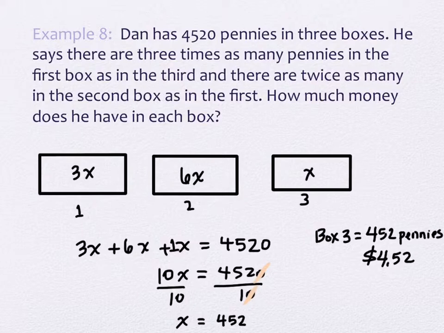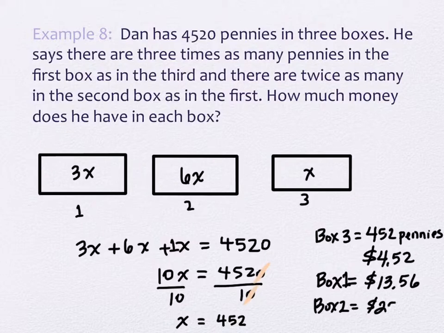What would I do next? Check to see how many was in box 1 and box 2. Right, we could go back to box 1 and box 3. So we can take that 452 and we would multiply it by 3. And if we do that, we will actually get, I'm going to do it in dollar amounts. In box 1, I have 13.56. And then in box 2, I would double it again, right, from box 1, or just multiply by 6 from the other one would be 27.12.